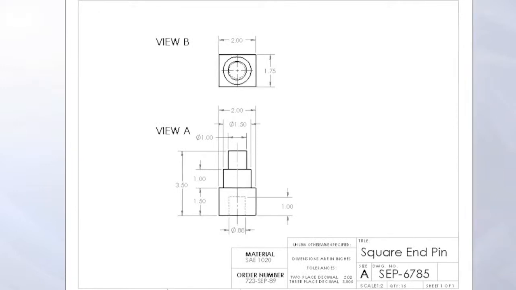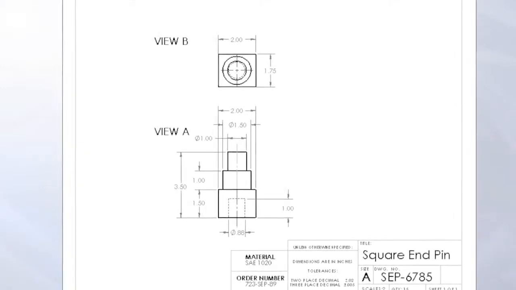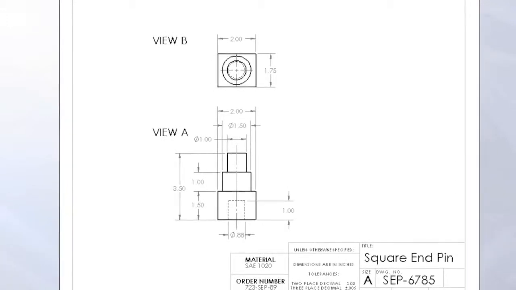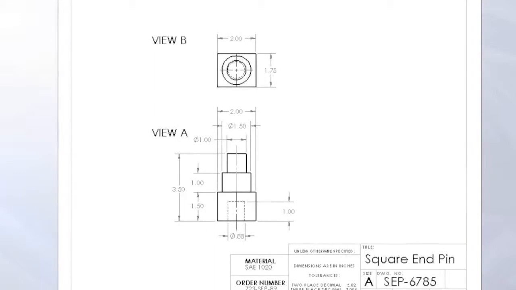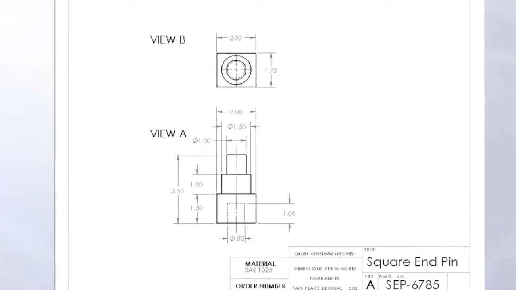For a view to be considered the front, it does not have to be covered with the most lines. This is a common misunderstanding by new print readers. The front view is the view that best shows the shape and outline of the part.